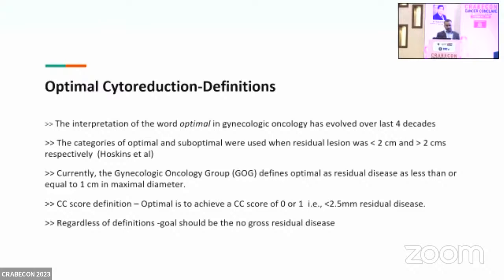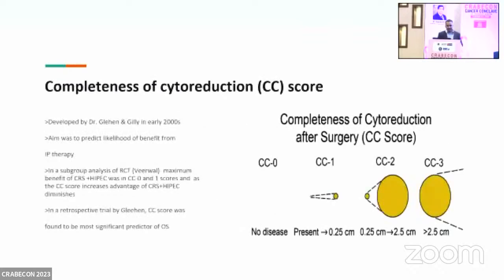Then the third definition is the CC score definition. So optimal cytoreduction is to achieve a CC score of 0 or 1. That is when there is no gross residual tumor or residual tumor is less than 2.5 mm. So regardless of these definitions, the aim of the gynecological oncologists should be to achieve no gross residual disease. So what is the CC score or completeness of cytoreduction score?